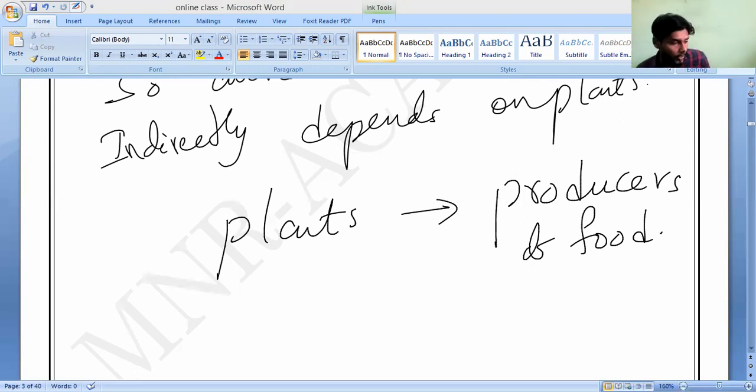Now, how are they depending? If they are depending directly, then what should we call it? If they are not depending directly, what should we call it? And if they are making their own food, then what should we call it? Like this, we will study everything clearly. So that is what we can call different types of consuming food.